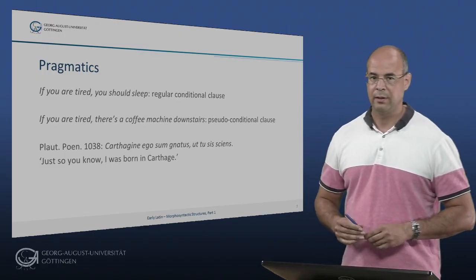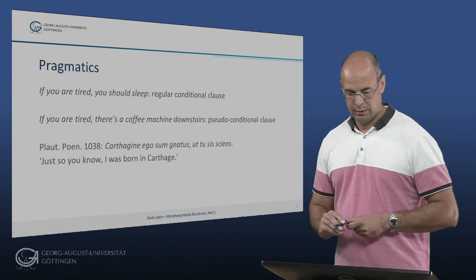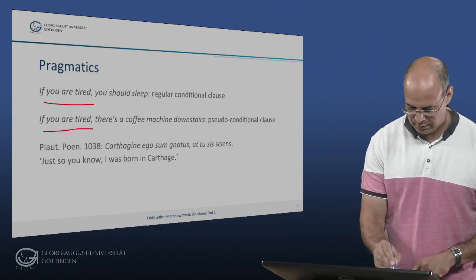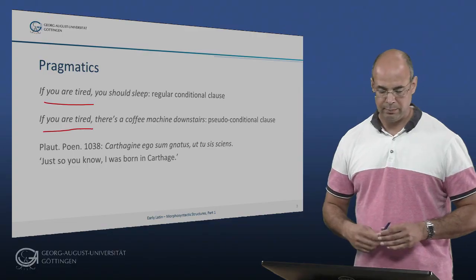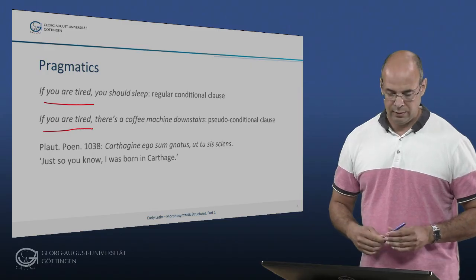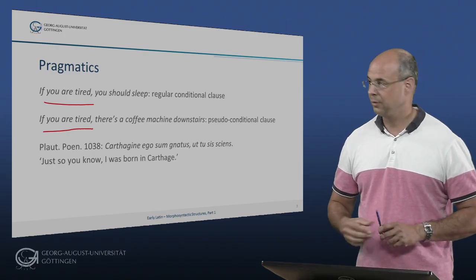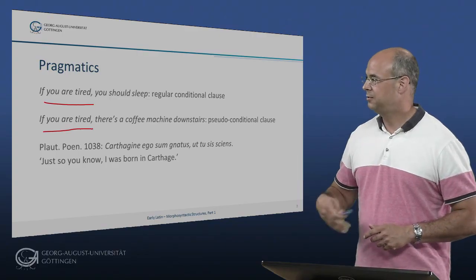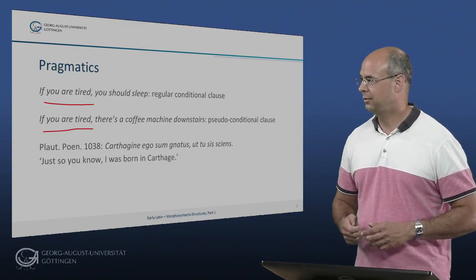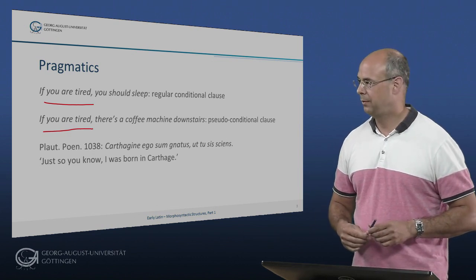Pragmatics is how we do things with words. In my example here, you can see a conditional clause in English, if you are tired. And in the first example, it is a proper conditional clause. It is a condition under which the main clause applies. In the second example, we call it a pseudo-conditional clause because the existence of a coffee machine downstairs does not depend on whether you're tired or not. It doesn't magically appear or disappear depending on how tired you are.